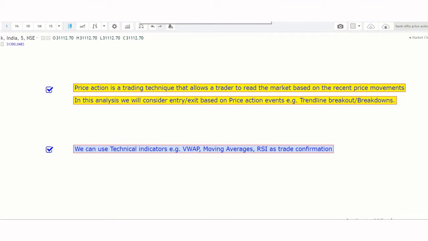Secondly, we can use technical indicators for confirming our trades. What I mean is, let's suppose our trade is not working in our favor, so based on the technical indicator signal, in this video we will be using VWAP. Based on this signal, we will be exiting our trade. On the other hand, if it is working in our favor, we'll continue with the trade.